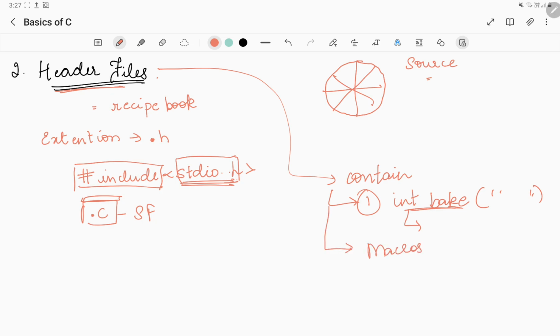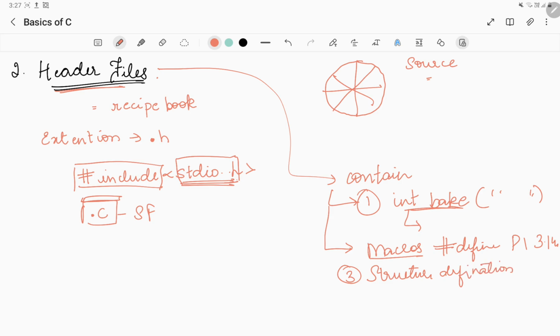Macros is basically defining something. It is done by hash define. For example, let's take pi as 3.14. This is a macro. Next, the third one is that it has structure definition.